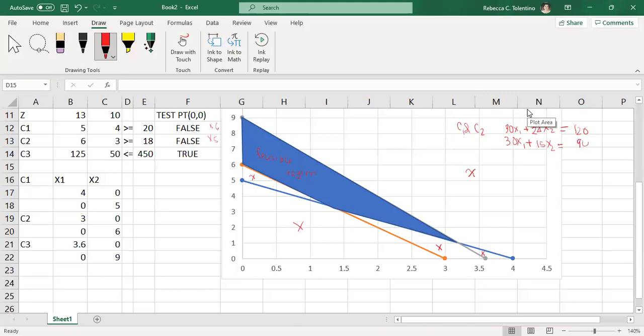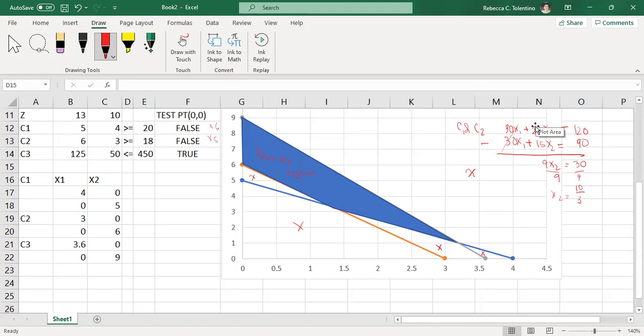So, equals 90. Subtract the resulting equations. This will cancel out. 24 minus 15 is 9, x of 2. And 120 minus 90 is 30. So if we divide both sides by 9, we will have x of 2 equals 10 over 3. Okay, so that's our x of 2.